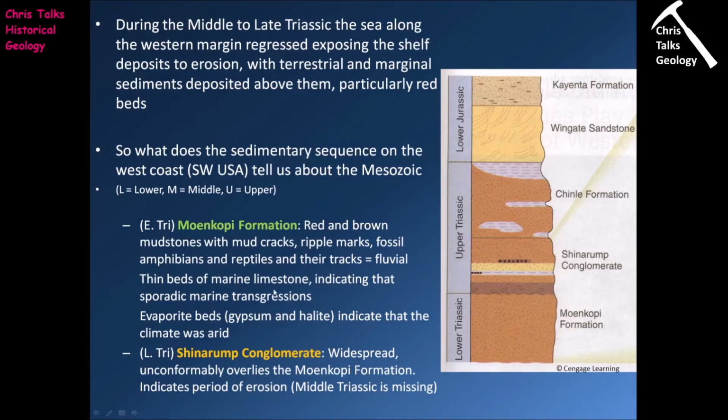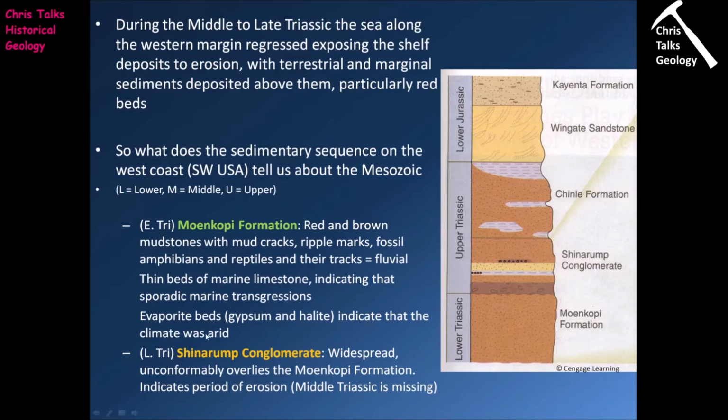We also have thin beds of marine limestone, indicating there were small sporadic marine transgressions, and we also have evaporite beds within this sequence, indicating that every once in a while you'll get an isolated body of water that would evaporate away. So what we're looking at is a hot, arid environment covered by persistent large rivers.